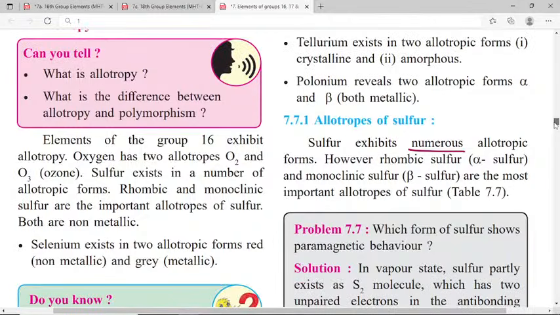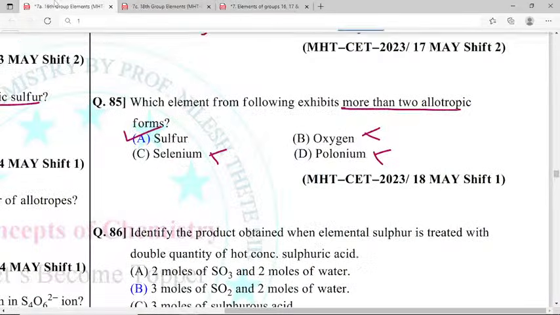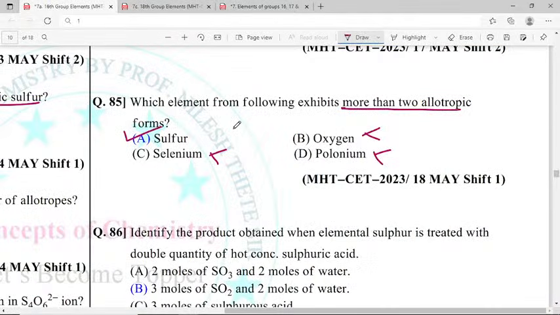So here it is written: selenium exhibits two allotropic forms, red and gray, metallic and non-metallic. Tellurium has two, crystalline and amorphous. Polonium, alpha and beta. Alpha and beta, both are metallic. Get it?